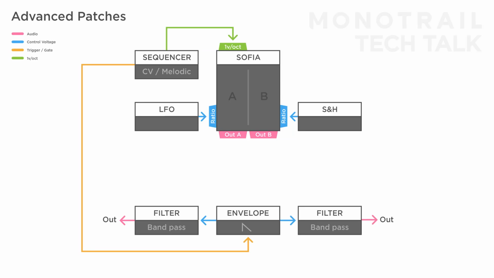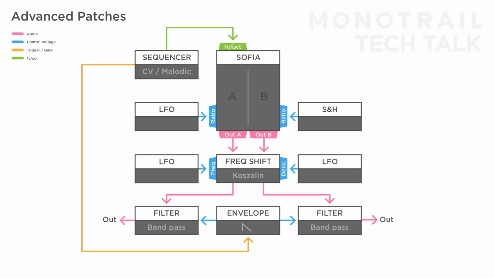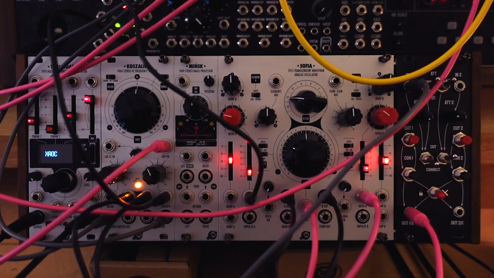And I had to do this one. Here's the same patch, only this time the outputs of Sofia are sent through the Chaos Devices Oscillator, a stereo frequency shifter, before going to the filters. The frequency and density of Oscillator are modulated with LFOs.